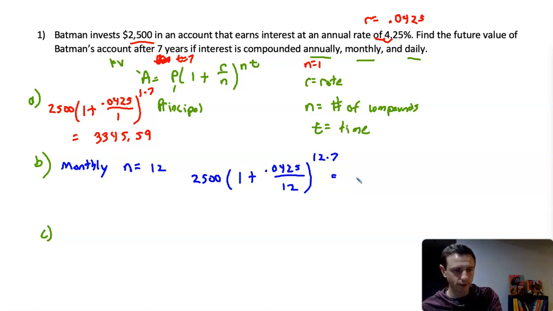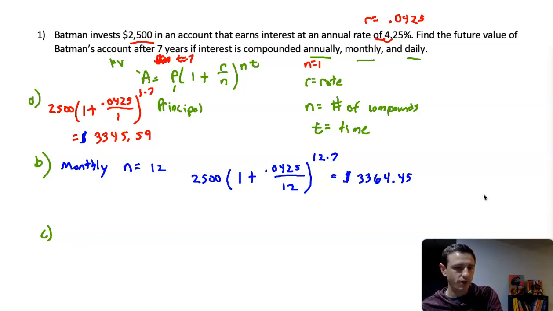And here, compounding it monthly, we get 3,364.45. Take notice here. Look what happened. We compounded it annually. Look at our amount compared to monthly. What's happening? It's increasing. We're getting more.